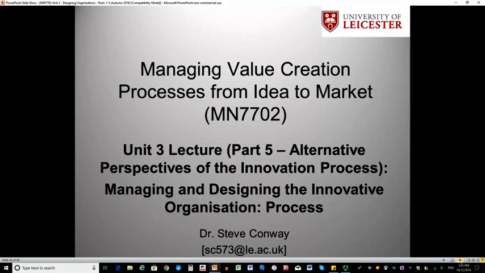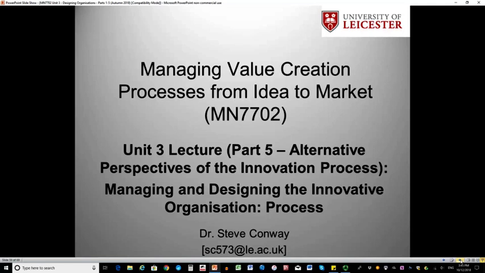Okay, so that's just a very brief overview of the innovation process. There's a lot more material in the readings and online, but that's just to get you to think about some of the key issues around managing and organising innovation in relation to process.